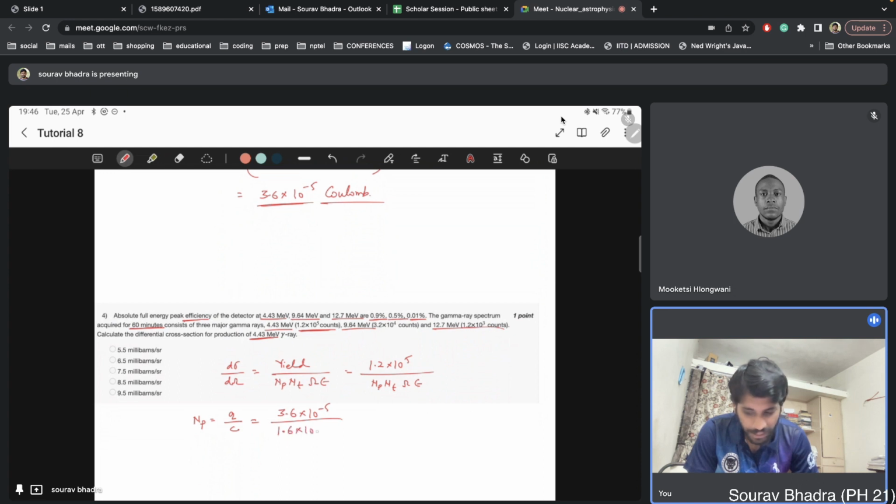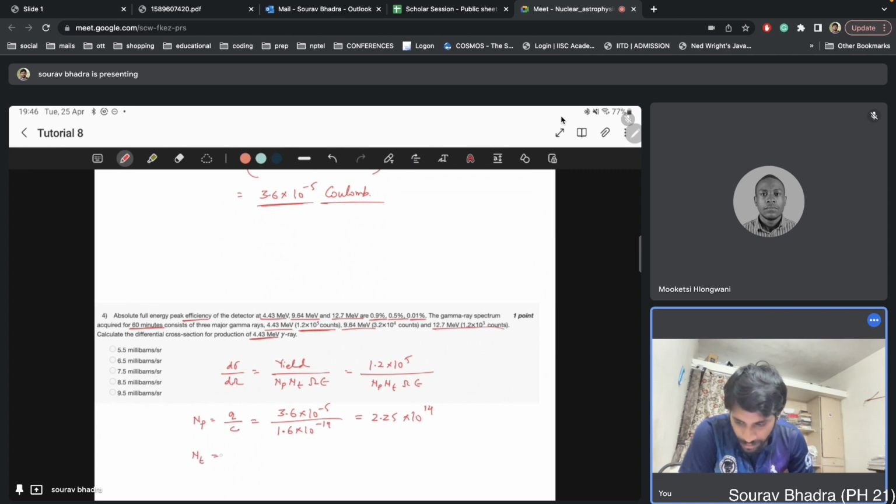And you know the charge of a particular electron is 1.6 10 to the power minus 9, which will give you 2.25 into 10 to the power 14. Okay, yeah, that is Np.